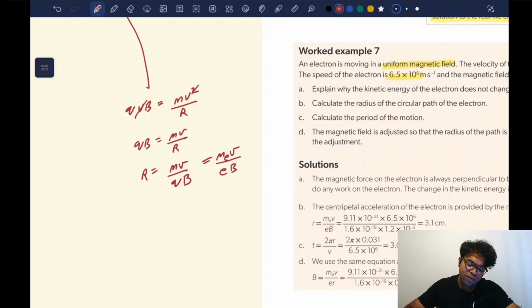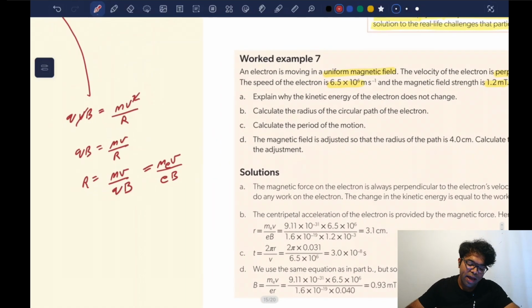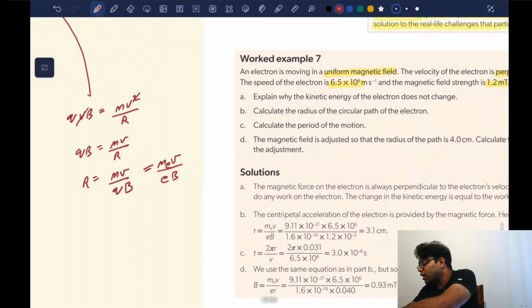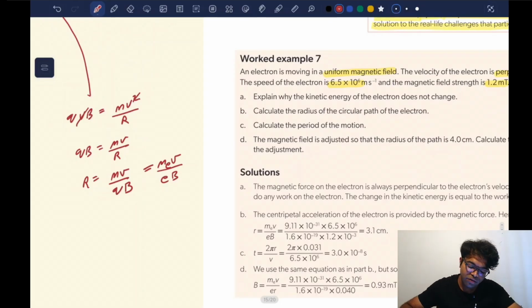So what have they asked us in the beginning? They have asked us to explain why the kinetic energy of the electron does not change. Why does the kinetic energy not change? Because the speed is not changing. The speed is not changing because the magnetic force acting on the particle is perpendicular to its velocity. Because the direction is perpendicular, we say that there is no work being done. No work being done, therefore the speed remains the same. Therefore, the kinetic energy of the particle will remain the same. Always it's going to be the same. Understood? That's what they have written here.